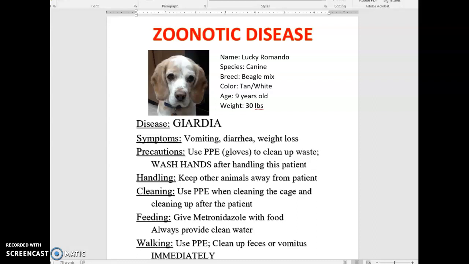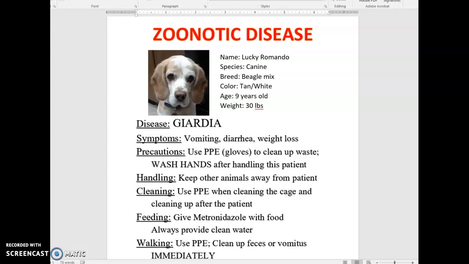Bold letters right at the beginning. Disease is Giardia. The symptoms may include vomiting, diarrhea, weight loss. So those are things that we're visibly going to be looking at for this patient as we treat it, just reminders of what the common symptoms are. Precautions: using PPE, using gloves to clean up the waste from the animal, washing your hands right after handling the patient. Handling: keeping this animal away from other patients, making sure their feces stay away from other patients, because it's going to transmit through feces. So if you don't clean properly, the next pet in this cage could potentially come down with it.